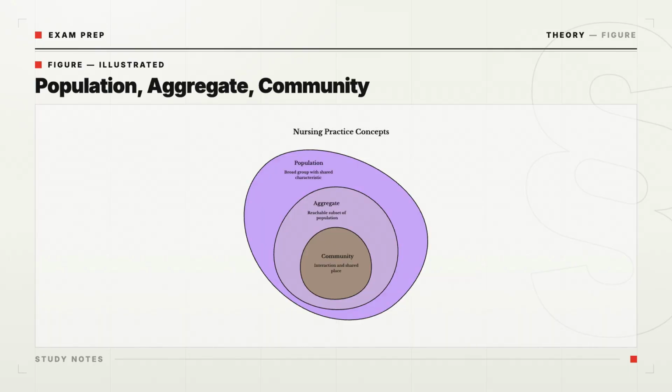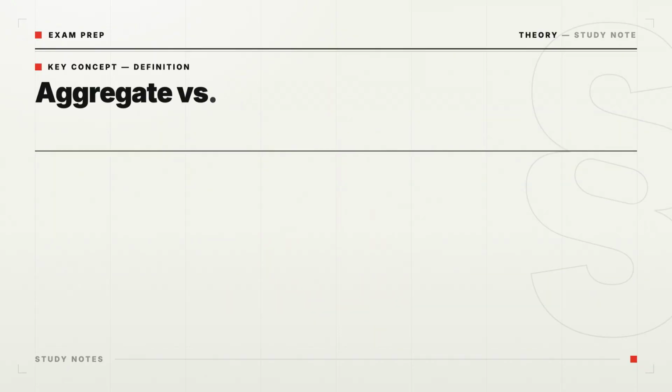Picture population as the broader circle, defined only by a shared characteristic. Aggregate is a subset nested inside it, narrowed for reachability. Community is a different kind of thing entirely, defined by interaction and shared place rather than scale.